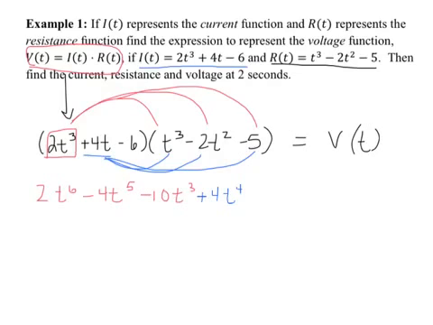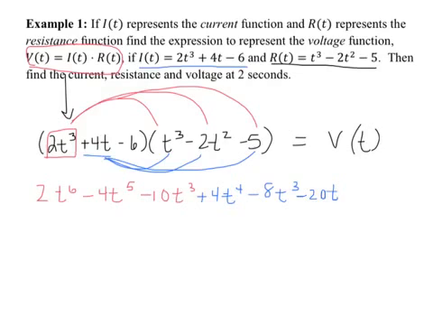Then we have the 4t times -2t squared. That's going to give us a -8 in the front. And then we have t times t squared is t to the third. And then finally 4t, again the same quantity, 4t times this -5. 4 times -5 is -20, so it's -20 times this t.